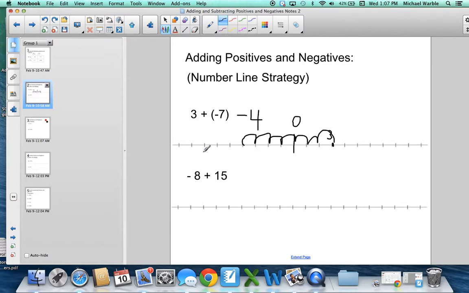So when I have negative 8 plus 15, again, you're on the negative and then you're adding 15 to that. So that's kind of a meaty number. We're going to put our 0 right in the middle again. So here's my 0, and now I need to find my negative 8 first. So I would go back 1, 2, 3, 4, 5, 6, 7, 8, and here's my negative 8.